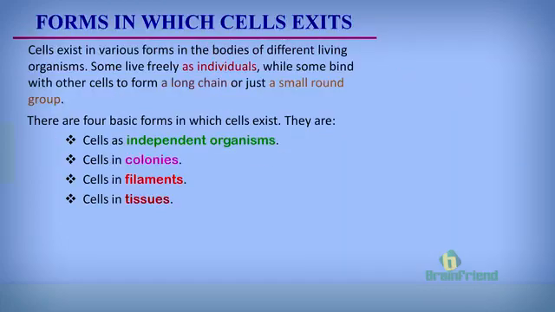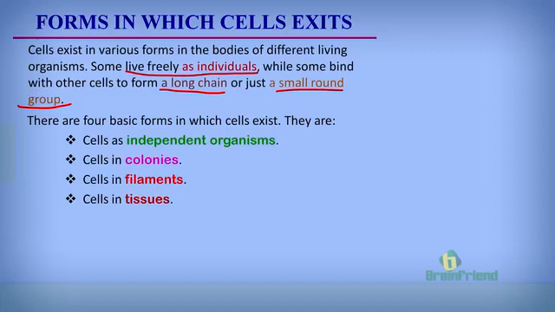Now, the cells found in different organisms exist in various forms. Some cells live freely as individuals, while other cells bind with one another to form either a long chain or just a small round group. As we proceed in this lesson, we are going to discover some of the organisms in which cells exist in these forms. Going by the forms in which cells exist, we have 4 basic forms of cell existence.